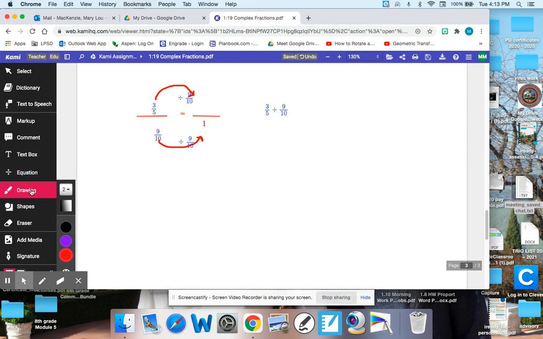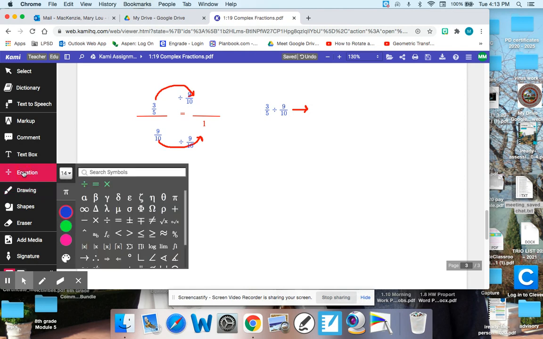So I'm going to go over and pick up my drawing tool, and I'm just going to make an arrow showing where I'm going from here. From here, I pick up my equation again and click. So this is 3/5. That stays the same. Hit your space bar, pick up your multiplication symbol, and we know that we need to flip that second fraction to 10/9. Now, if you hit the space bar again, you can put your equal sign in there. We know that 3 times 10 is 30, and 5 times 9 is 45.